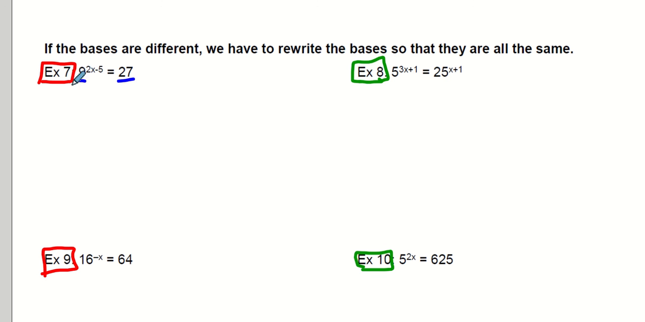For instance, in this case, 9 is the same thing as 3 squared. So I'm going to write 3 squared to the power of 2x minus 5.